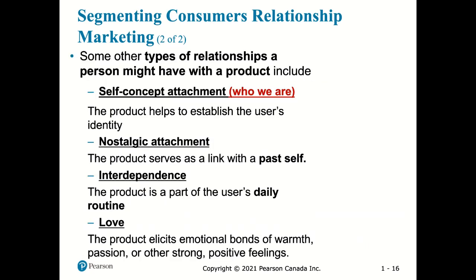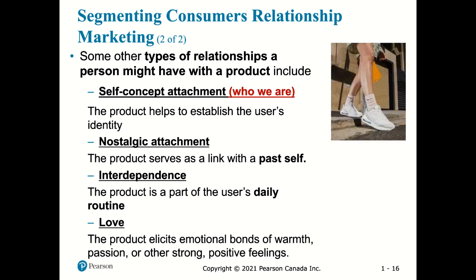Some other types of relationships a person might have with a product include self-concept attachment. Who we are is very important. The product helps to establish the user's identity. Some people want to buy only branded products, and some people don't care about the brand.